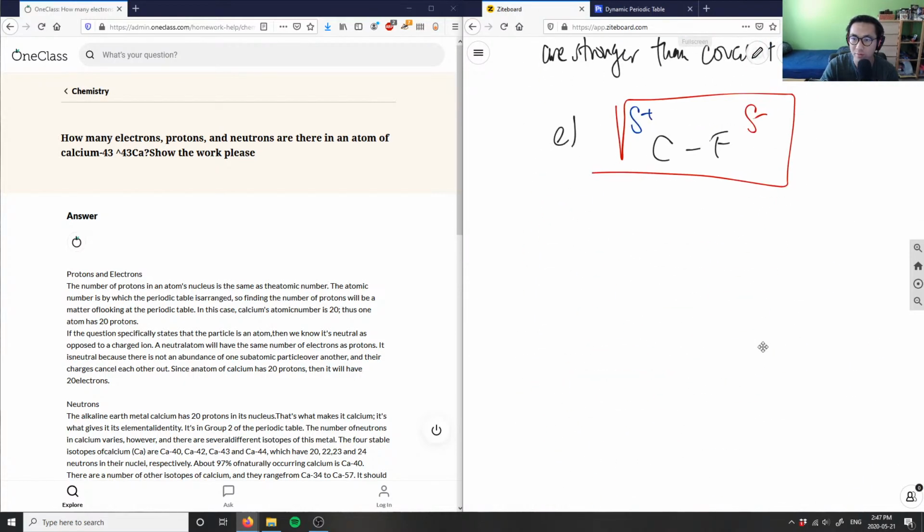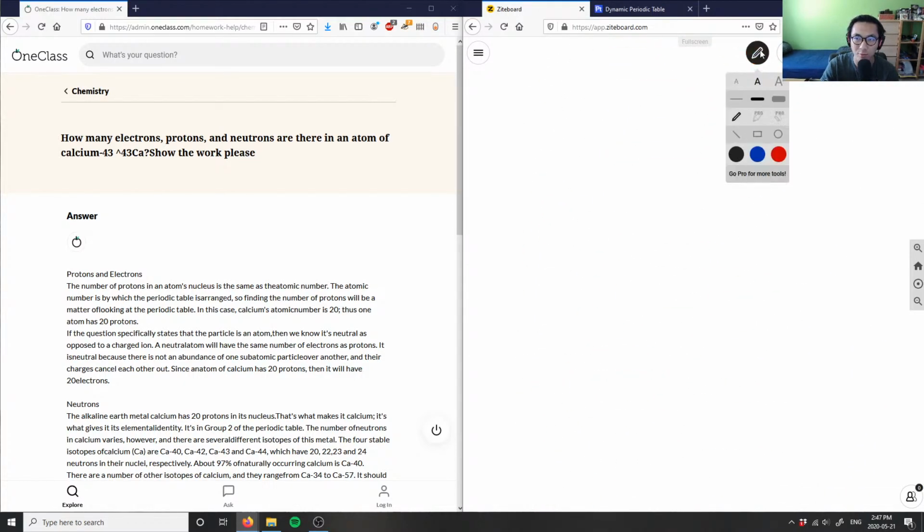That's question 5. I would never ask that on a test. That's not fair to my students, because the wording is just so poorly phrased, it doesn't get the point across. Okay, so it's asking how many electrons, protons, and neutrons are in an atom of Ca43.